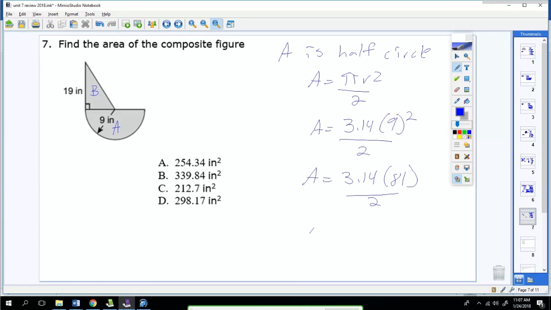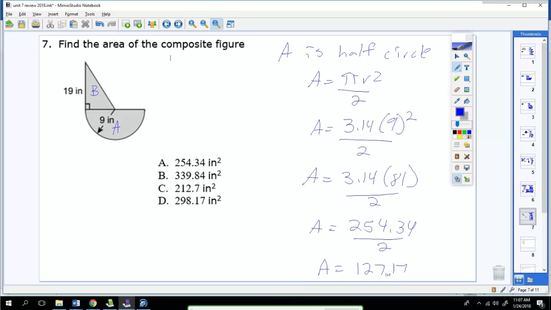So now you're going to do 3.14 times 81, which is 254.34. And then you're going to divide by 2. When you divide by 2, you get 127.17. So that's the area of the semicircle.